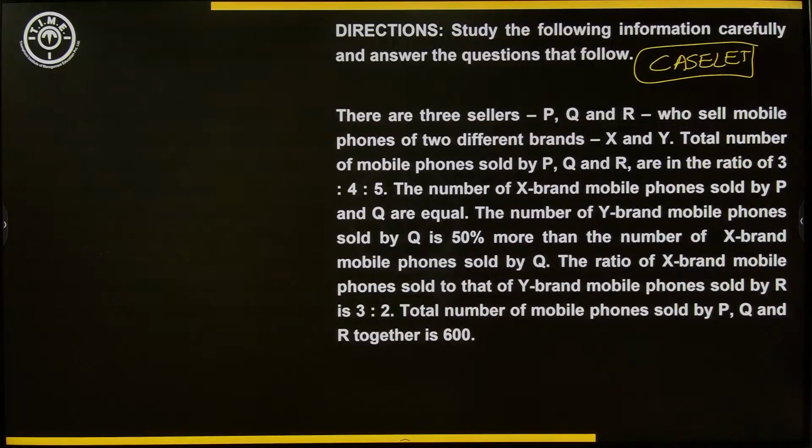There are three sellers, P, Q, and R, who sell mobile phones of two brands, X and Y. Total number of mobile phones sold by P, Q, and R are in the ratio 3:4:5. Number of X brand mobiles sold by P and Q are equal. Number of Y brand mobiles sold by Q is 50% more than X brand mobiles sold by Q. The ratio of X brand mobiles sold to Y brand mobiles sold by R is 3:2. Total number of mobile phones sold by P, Q, and R is 600. So this is the data. Try and put this in the form of a table, then we'll solve this.